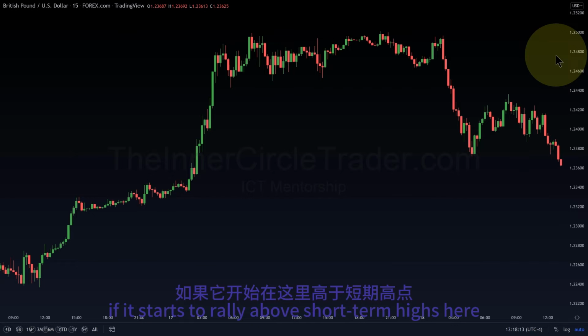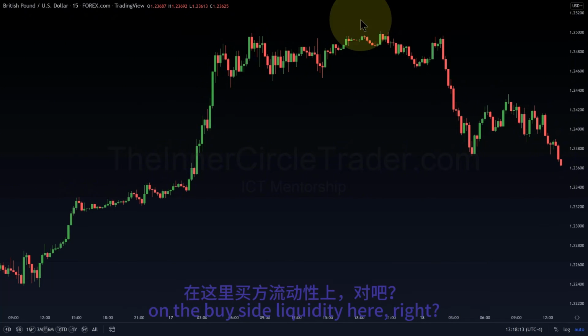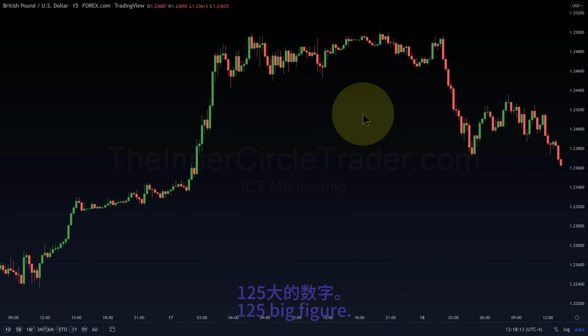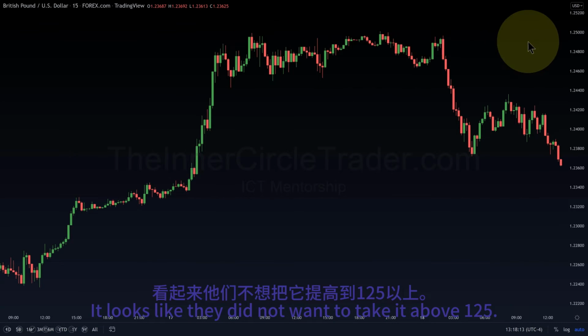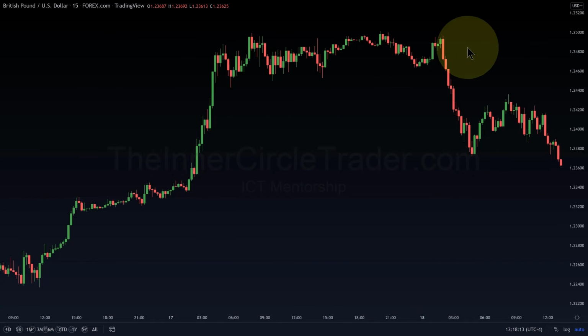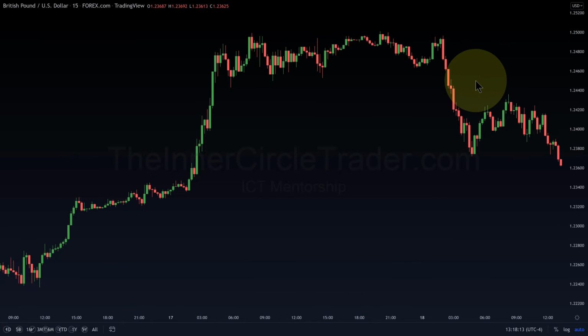And if it starts to rally above short-term highs here, then it's obviously going to most likely close in on the buy side liquidity here at the 125 big figure. It looks like they did not want to take it above 125 big figure. You see that? To me, it looks like they're just offering the idea that it's resistance. I'm not convinced of that, but I'm willing to be wrong.